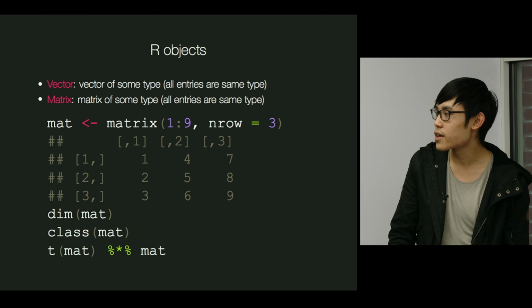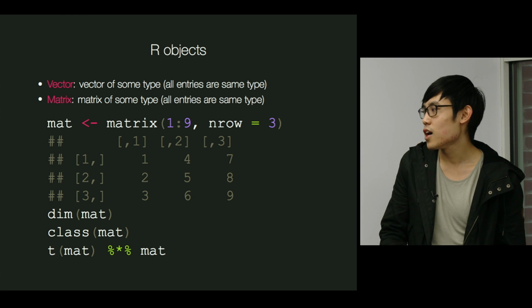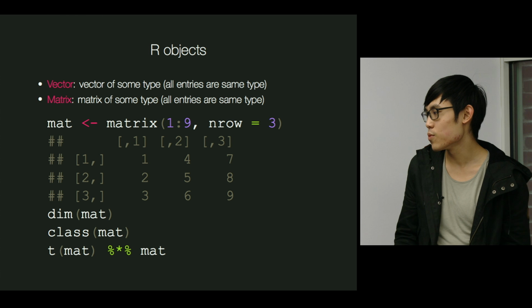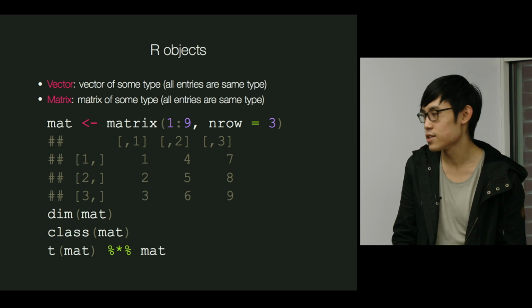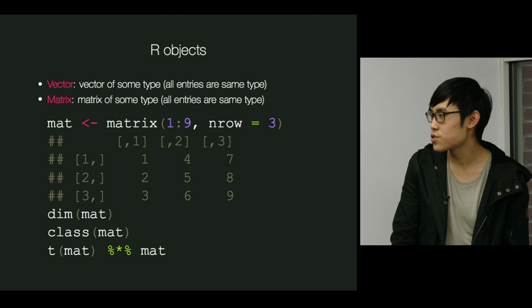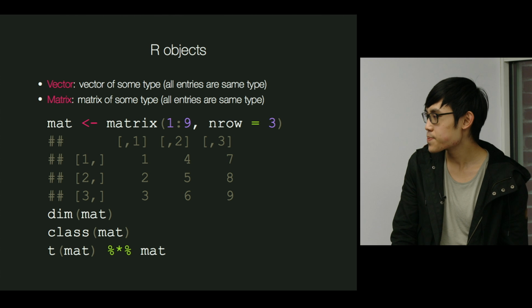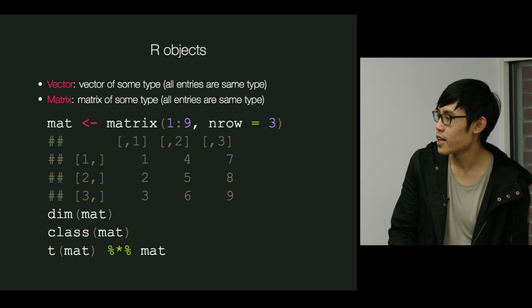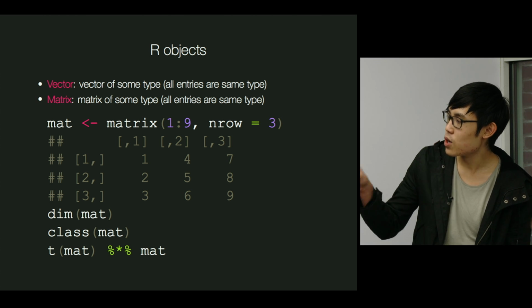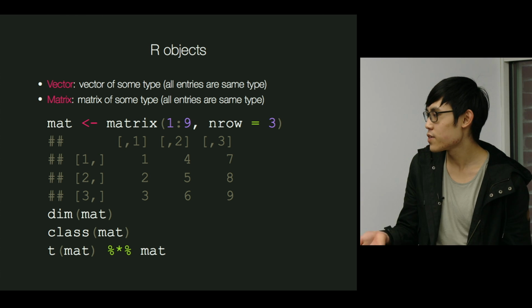So I'm storing a matrix from 1 to 9, and then I'm specifying 3 rows. So 1 to 9 will give you a vector 1, 2, 3, 4, 5, 6, and then all the way to 9. One thing to also keep in mind is that R stores values in column major format. So in other words, when you see 1 to 9, it's going to do 1, 2, 3 in the first column, and then it's going to do 4, 5, 6 in the second column, and then 7, 8, 9 in the third column.